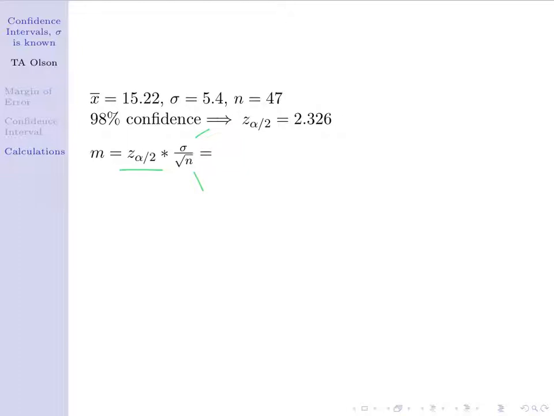For this data set, we have the 98% confidence level critical value, 5.4 as our standard deviation, and the square root of 47, our sample size. This comes out to be 1.832. Since our mean is out to 2 decimal places, let's just round this to 2 decimal places and use 1.83. The next thing we need is our confidence interval.